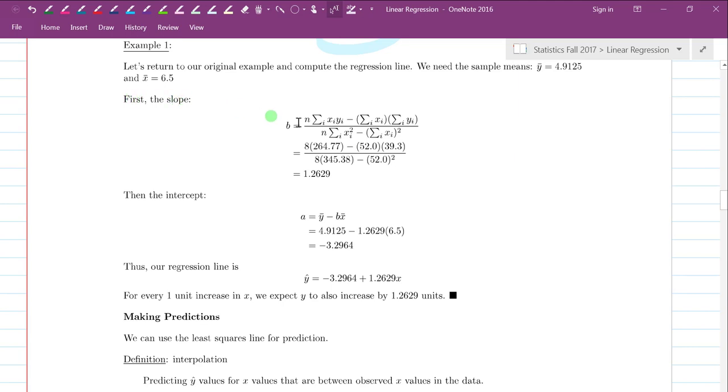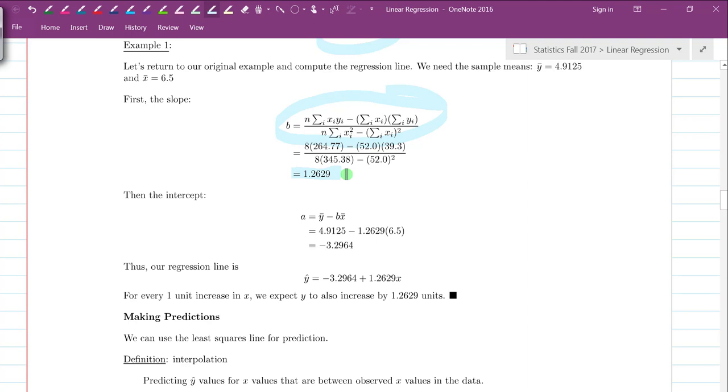So first, let's find the slope. Here's our equation for the slope right here. We're going to notice that we have our n, that's 8. If you go back to your notes, you're going to see that the summation of x and y is 264.77, minus the summation of x, 52, times the summation of y, which was 39.3, divided by n, which is 8, multiplied by the summation of x squared minus the summation quantity of x, squared. And that gives us 1.2691.